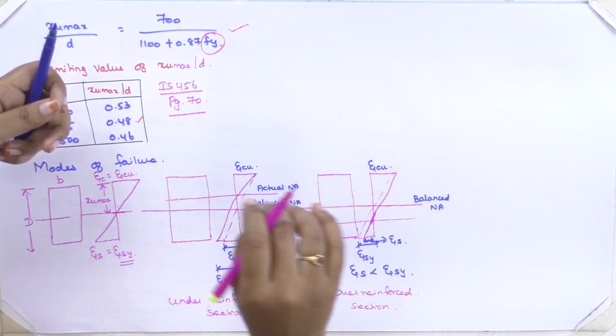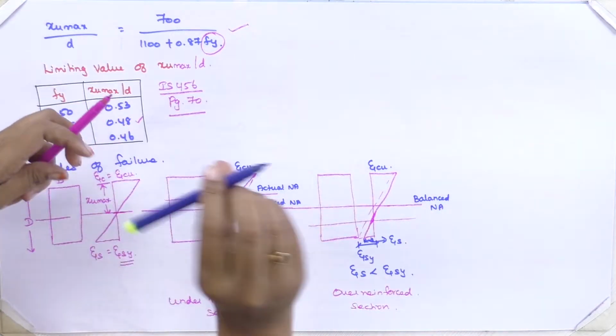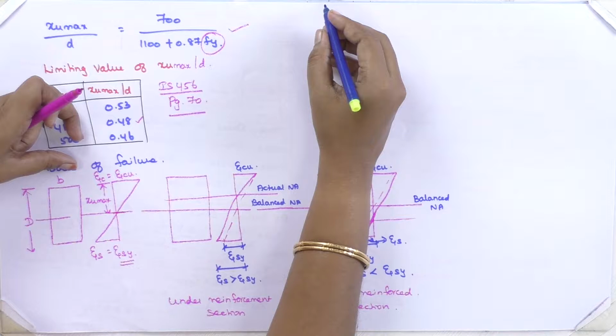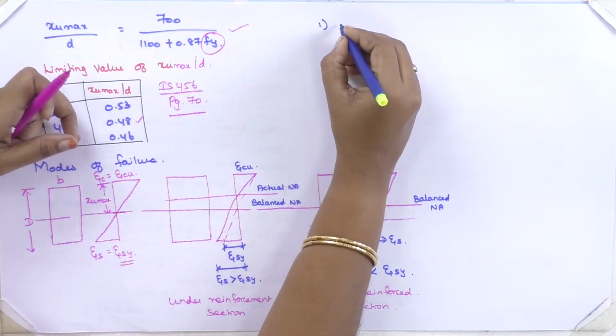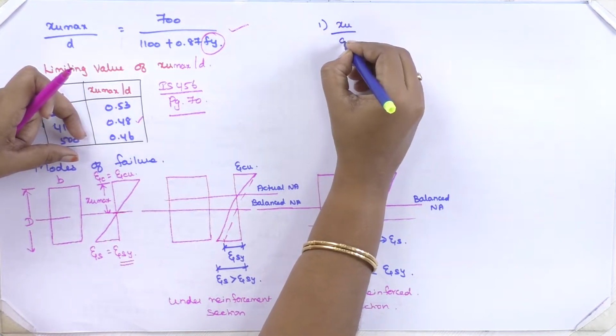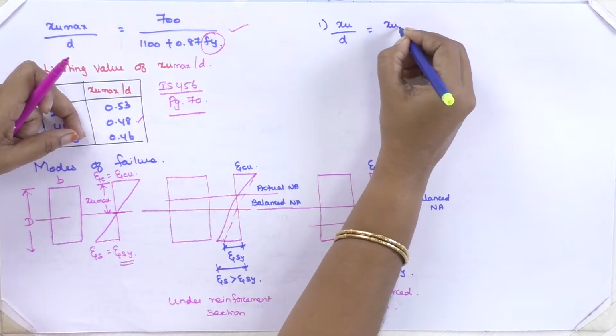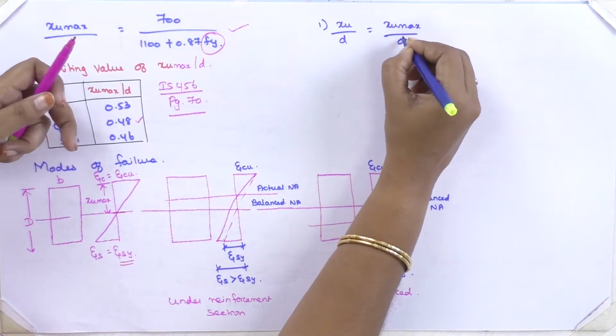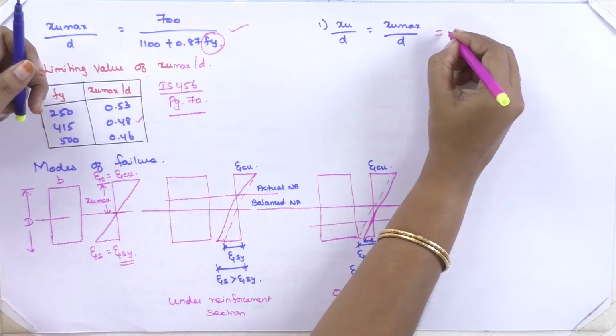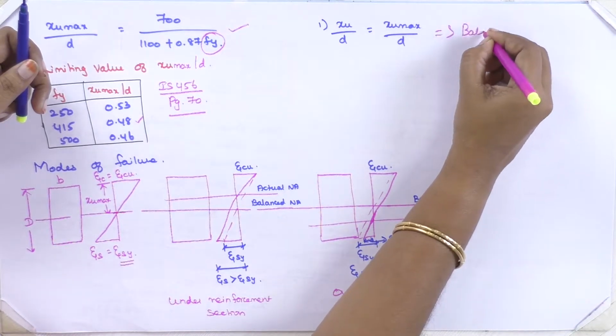Okay, let me have some clarification based on these diagrams. First one, Xu by D is equal to Xu max by D. You can call it balanced.